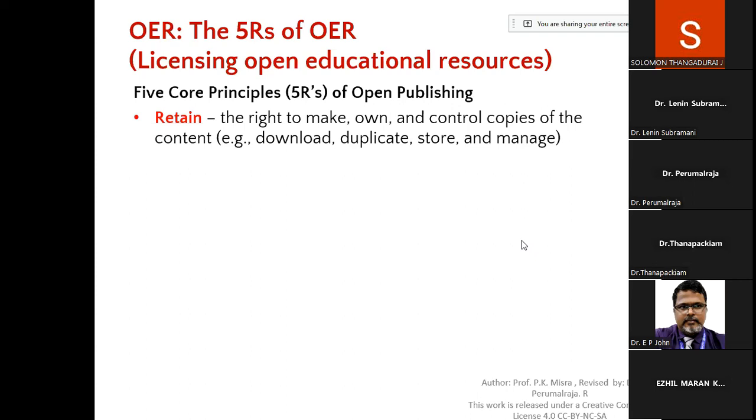Even when it is OER, you need to be very cautious in what way we can utilize the particular image, material or document, and what license was given. The first license is retain: the right to make, own, and control copies of a content. If some material is available on a website, we can download it and keep it as our own, so we can make a copy. For example, download, duplicate, store, and manage. If the license is only to retain, you are not supposed to share this material with someone. So that is the first part, retain.